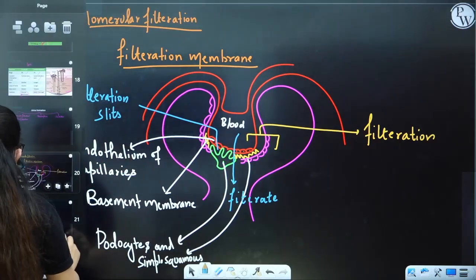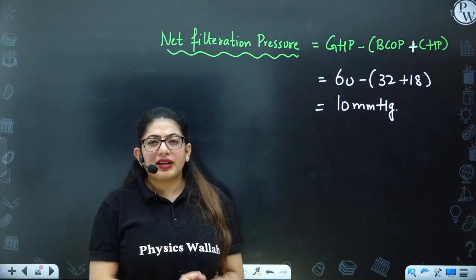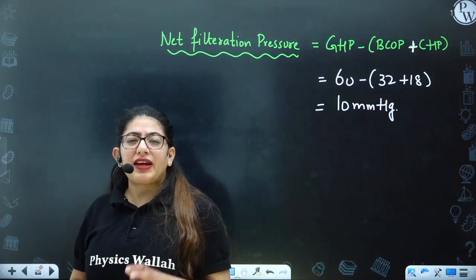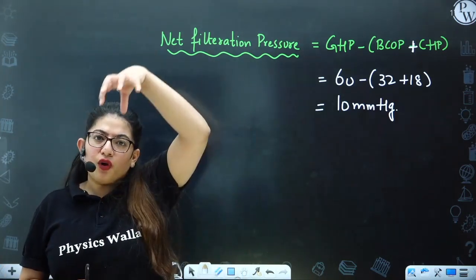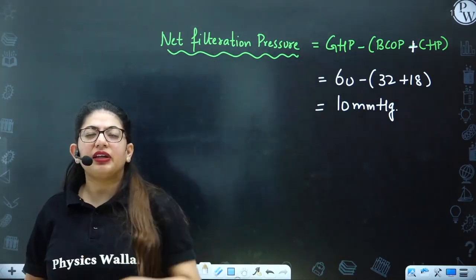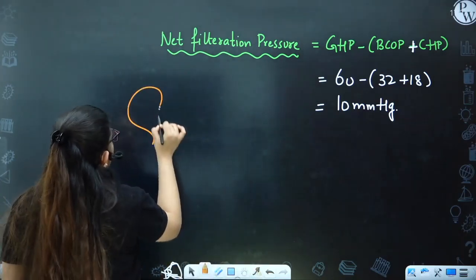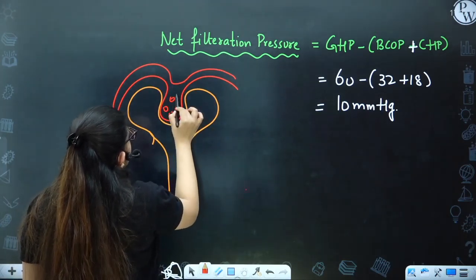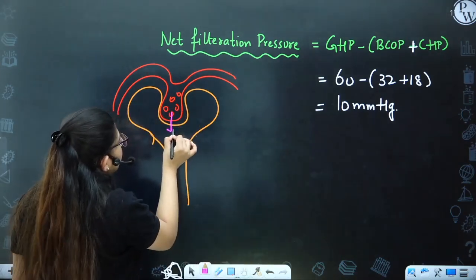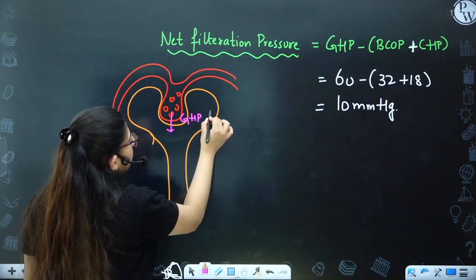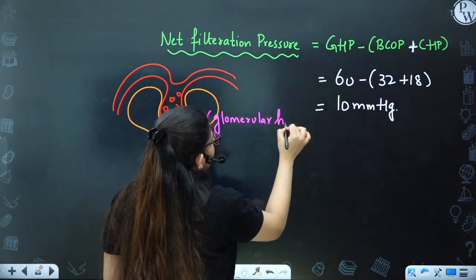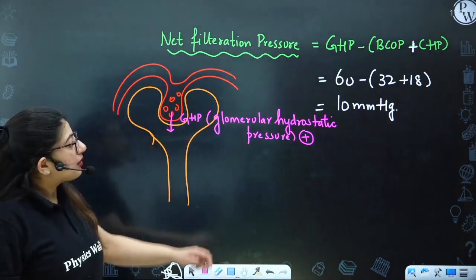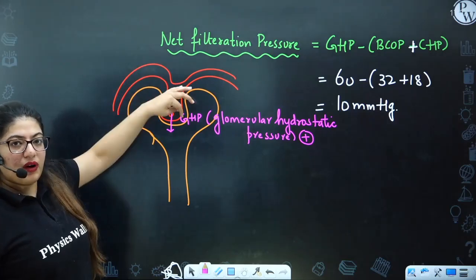Moving further to the next. The filtration that is taking place across the filtration membrane, does it happen just like this? Does it need any force? Yes, it does need pressures, and the pressures are different at this point. One is the pressure of blood flowing in the glomerulus. If this is your Bowman's capsule, blood is coming from the afferent arteriole, and here is the glomerulus. One pressure exerted here is the glomerular hydrostatic pressure. It is a positive pressure that will help in the filtration. Its value is around 60 mm of mercury. So the more the blood pressure, the more the glomerular hydrostatic pressure, and the more the filtration.